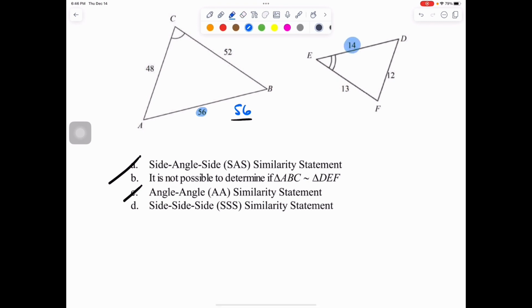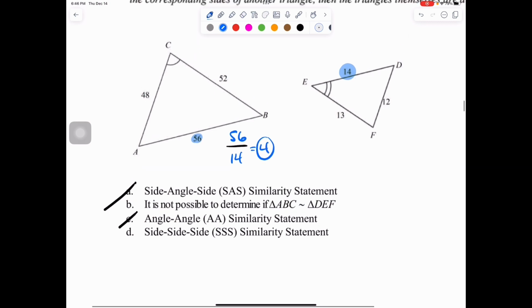I actually want you guys to see that I'm taking the greatest over the greatest. That equals 4. All right, now we will take the mid number. We'll do that in red. And now our mid number is 52, and then we have a 13. So we will take 52 over 13 equals 4.